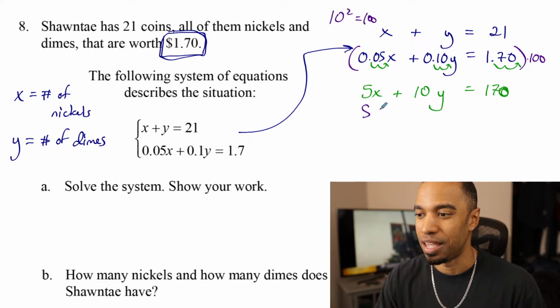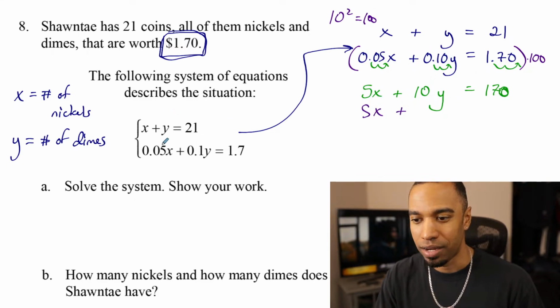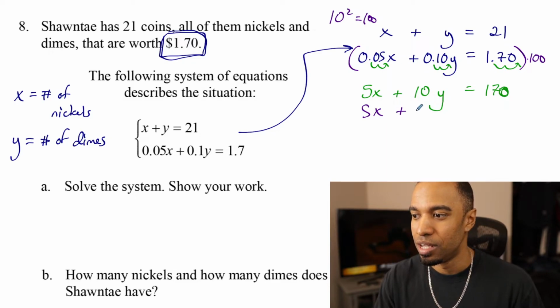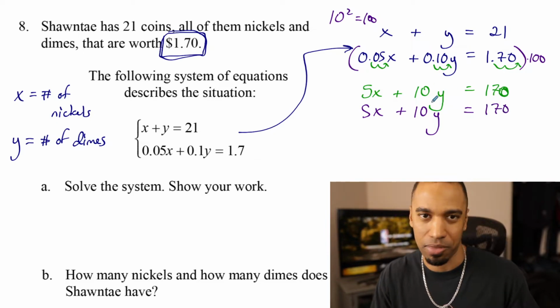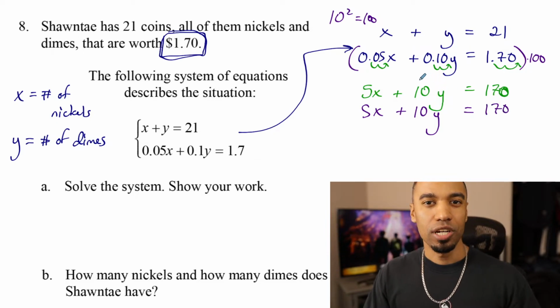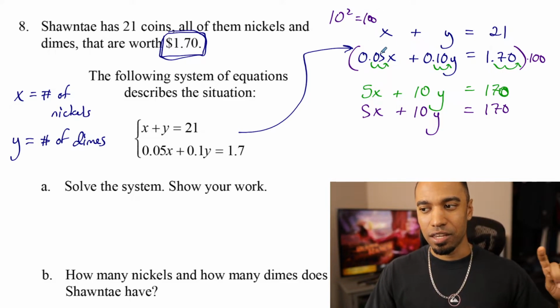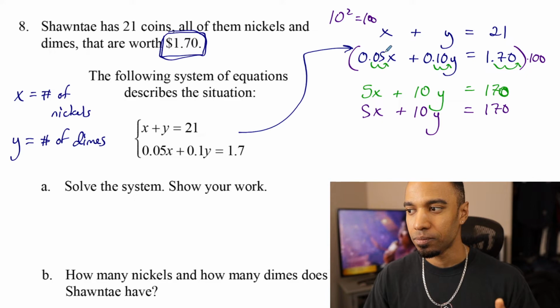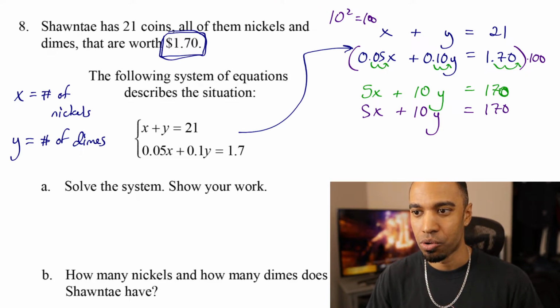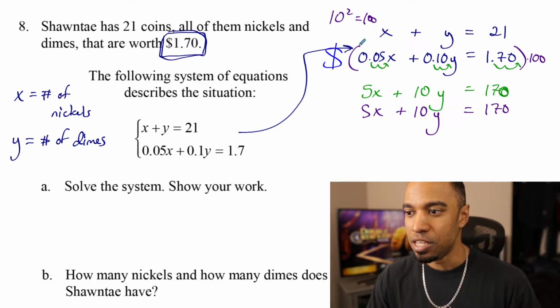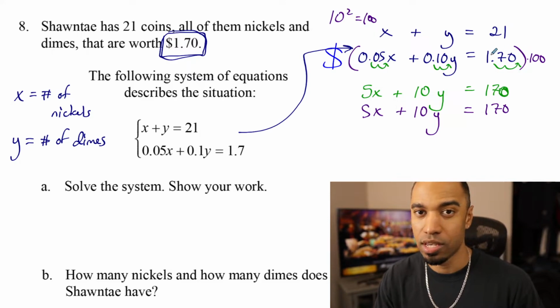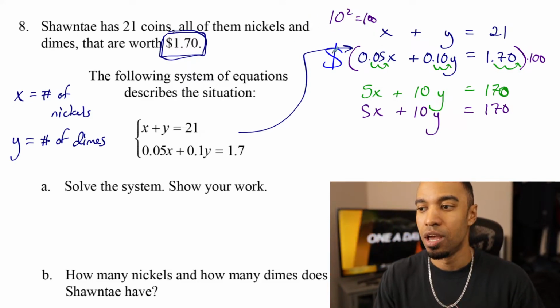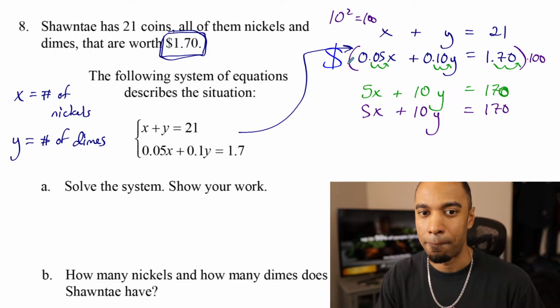0.05 times 100 is 5x. 0.1, it doesn't matter if it's 0.1 or 0.10, times y equals 10y, and then 1.70 times 100 equals 170. It's the same thing. Option number 3 is not using as much math as it is understanding currency. Remember what I said about this whole thing being measured in dollars. These are in dollars right now. $1.70 is $1.70, $0.05 is 5 cents, things like that.